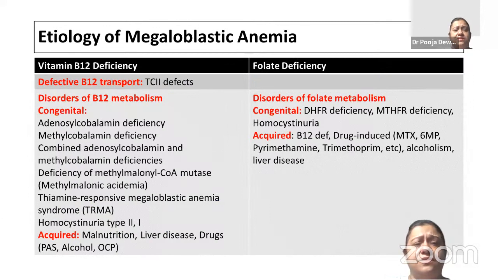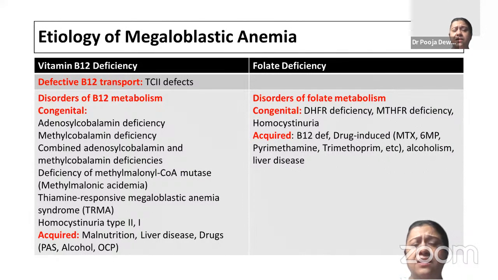Sometimes you can have transport defects in the body for B12. So we know that when B12 circulates in the body, there's a transcobalamin 2 to which it gets bound. And if there is an impairment in this process, then again, you can have a B12 deficiency in the body.